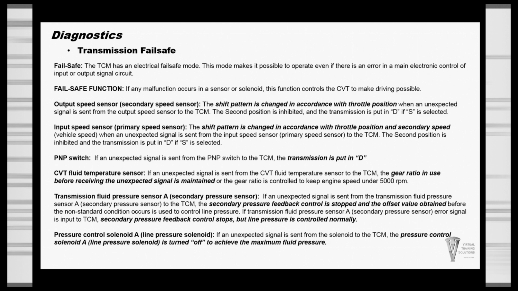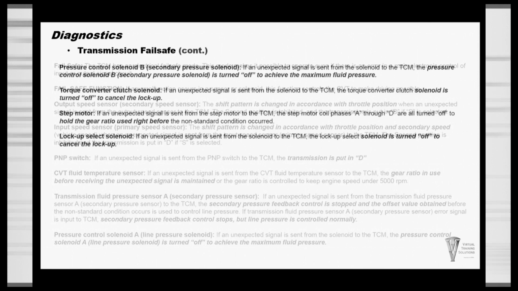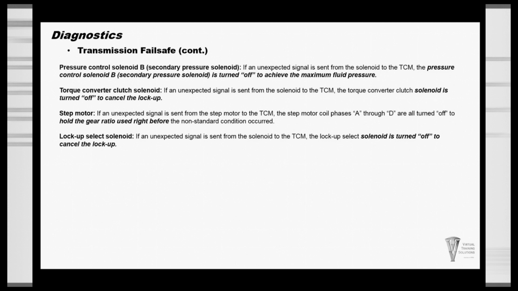So if you're having a problem with the pressure control solenoid A, line pressure solenoid, if it sees a problem on that solenoid, it's going to stop control and going to put maximum fluid pressure. So secondary pressure, they're going to still control the transmission. But if you have a problem with the line pressure solenoid, they're going to max the transmission fluid pressure. Pressure control solenoid B, if it's seeing an unexpected signal, it's going to go ahead and stop the control and it's going to achieve maximum fluid pressure.